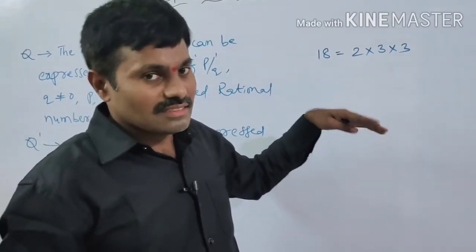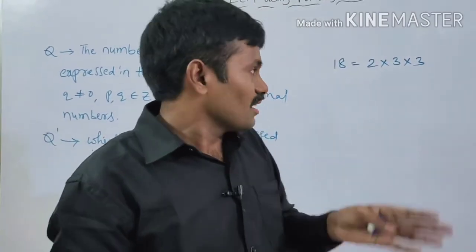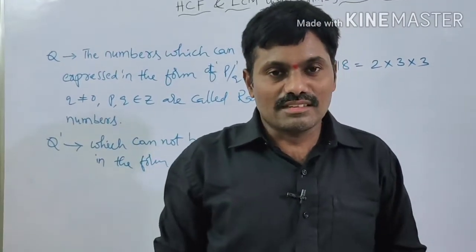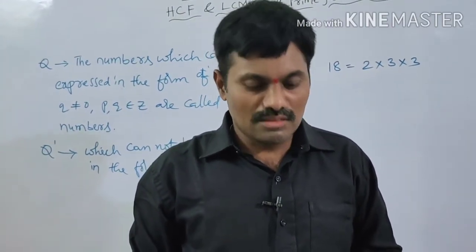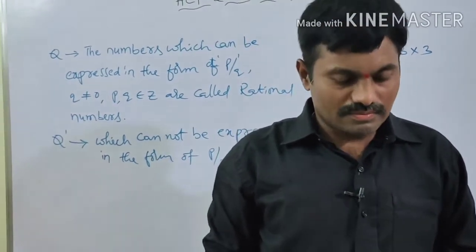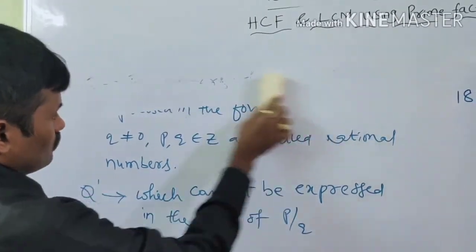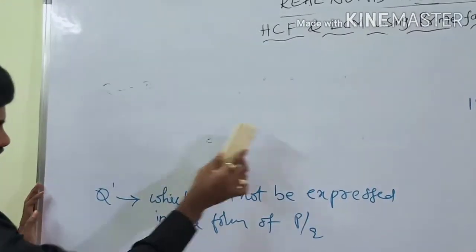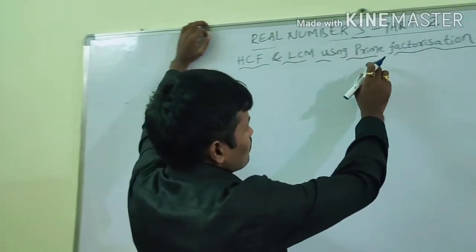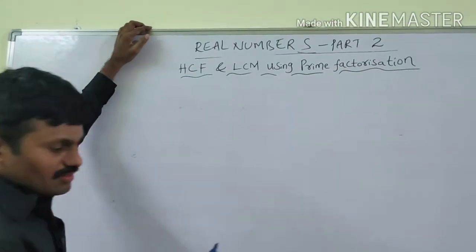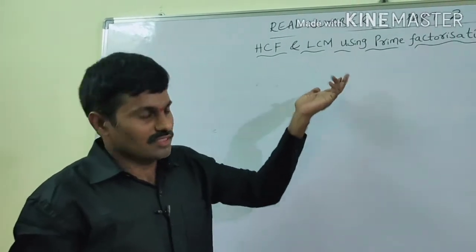Now in today's class, we will learn about finding the HCF and LCM of 2 or more numbers by using the prime factorization method. Today our topic is HCF and LCM using the prime factorization method. Already we have learned this in previous classes. Let us recall with some examples.